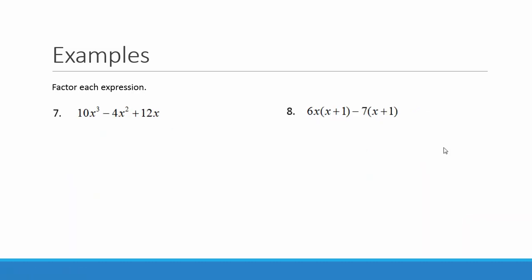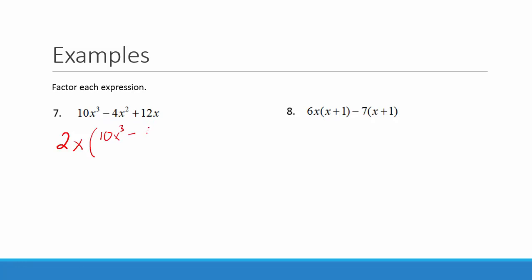Now we need to look at 3 different terms and find the greatest common factor in all 3. So let's look at our numbers. In number 7, we have coefficients 10, 4, and 12. What is the greatest number that will divide all 3 of those numbers? That number is 2. So let's put that on the outside of the parentheses. Now let's look at the variables. We have x to the third, x squared, and x. The greatest common factor will always have the least power on the variable, so we can take out just an x out of all 3.